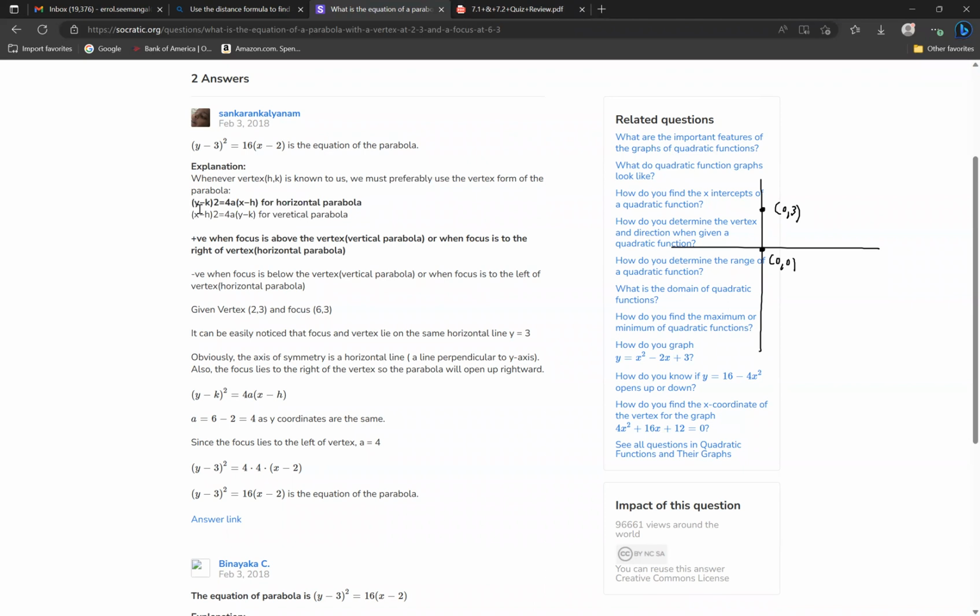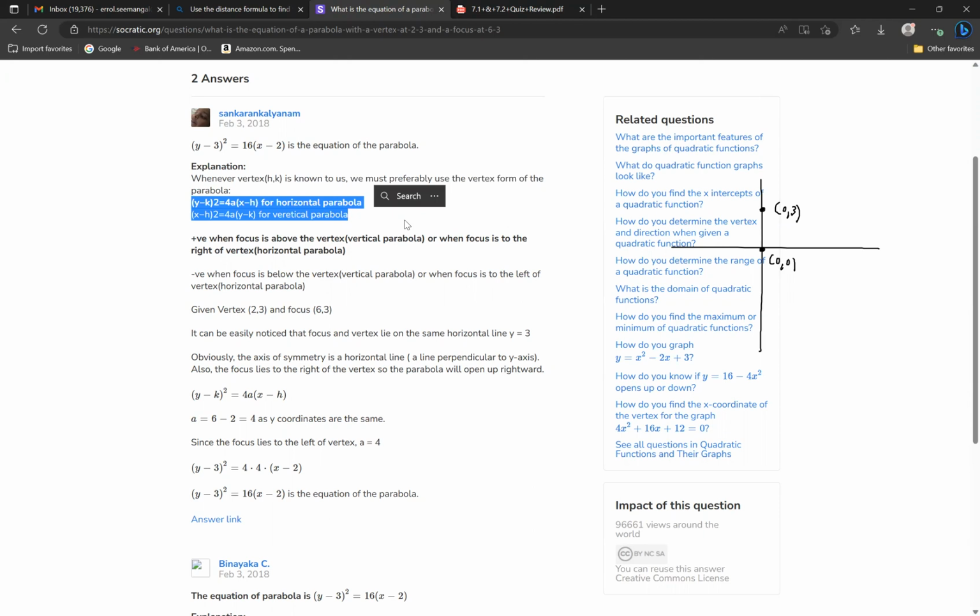This: y minus k squared equals 4a times x minus h, for a horizontal parabola. That means if it opens to the left or right. And then this one underneath is if it opens up or down. You just switch this and this. But yeah, copy that down on your cheat sheet, because for these types of questions, we're going to have to use the right one.